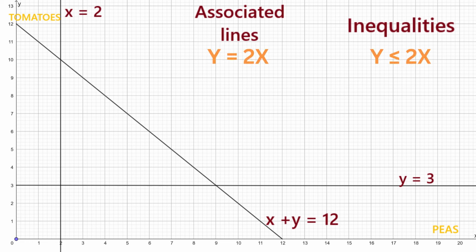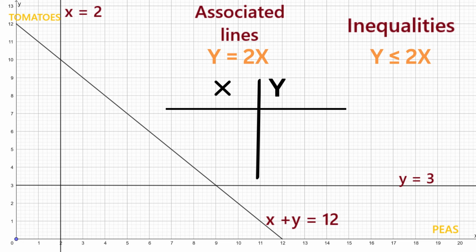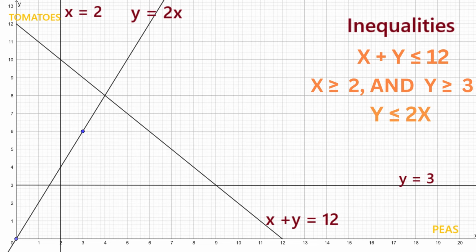The final line is y equals 2x. The best approach is to create a table of values to get 2 points on the line. Note that y equals 2x means that the y-coordinate is 2 times the x-coordinate. So if x equals 0, y is 2 times 0, which is 0. Hence (0, 0) is a point on the line. When x equals 3, y is equal to 2 times 3, which is 6. Hence the line passes through the point (3, 6). Notice that the y-coordinate is twice whatever the x-coordinate is for all the points on the line.